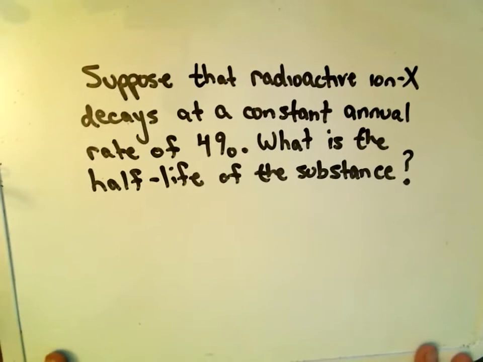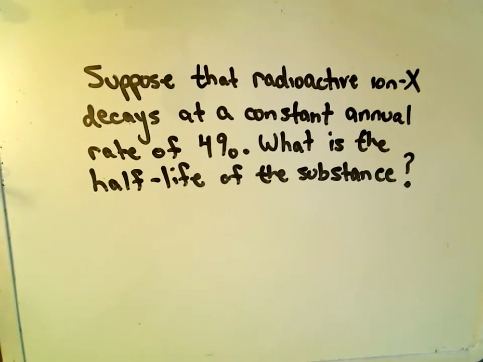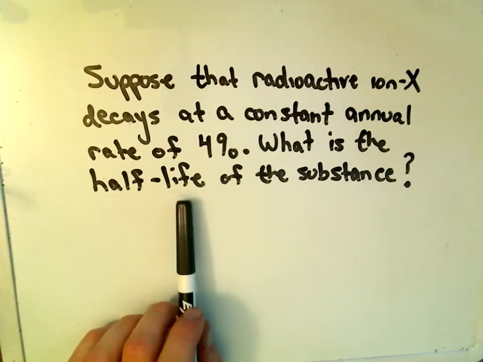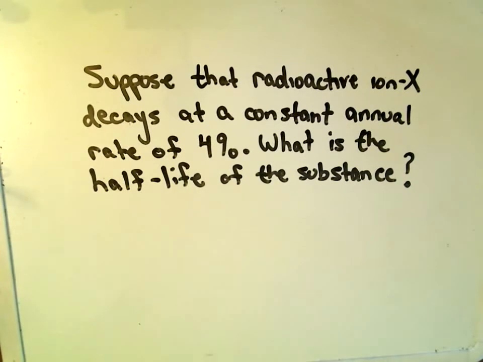So in this problem, it says, suppose we have some radioactive ion, the mysterious radioactive ion X, and we know that this decays at a constant annual rate of 4%. We want to know what the half-life of the substance is. And again, the half-life is the amount of time required for the substance to decay to half of its original size. Okay, that's what a half-life is.